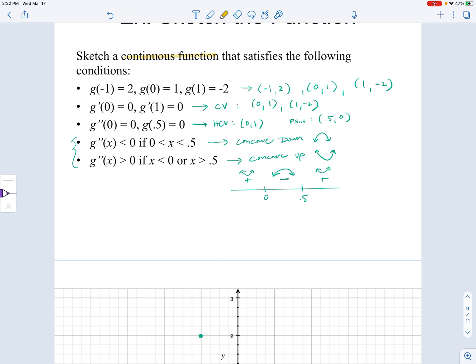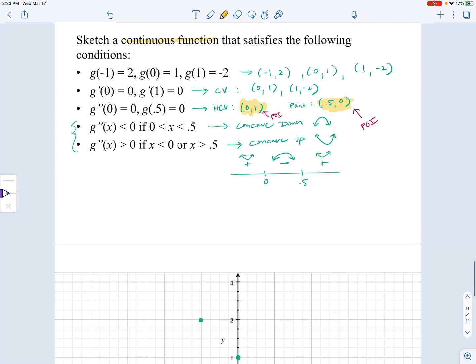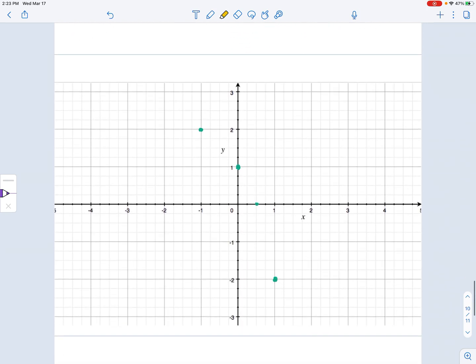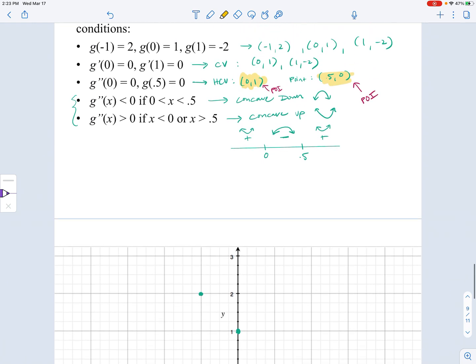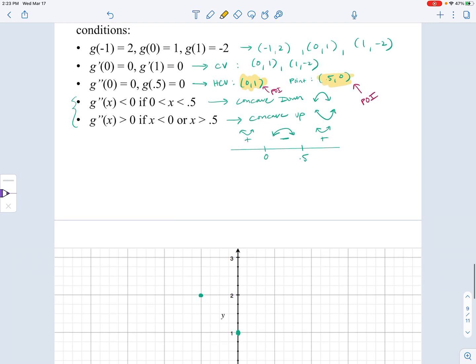Now, that's all helpful information that tells us that this point will be a point of inflection. Let me use another color. Point of inflection, and so is (0, 1). Point of inflection. And let's see, that tells us something about those.